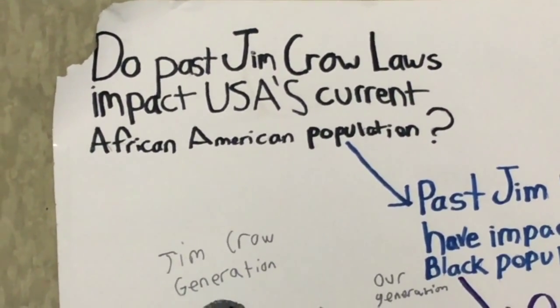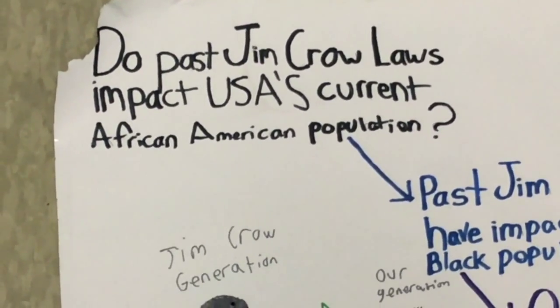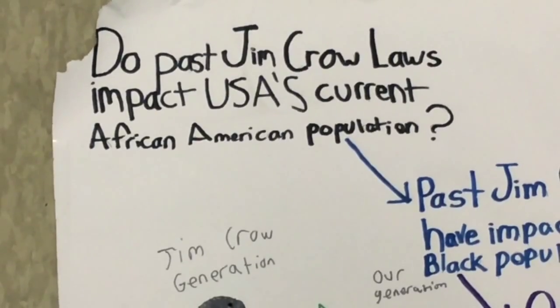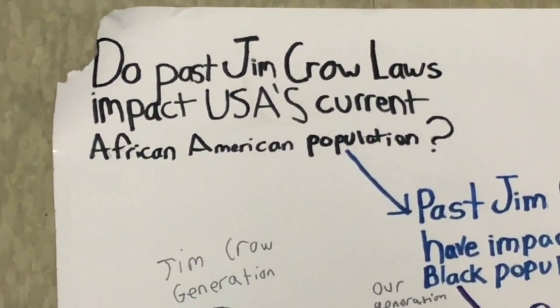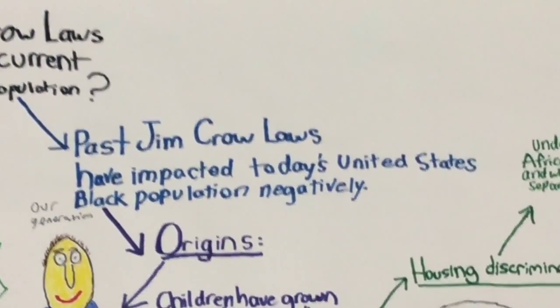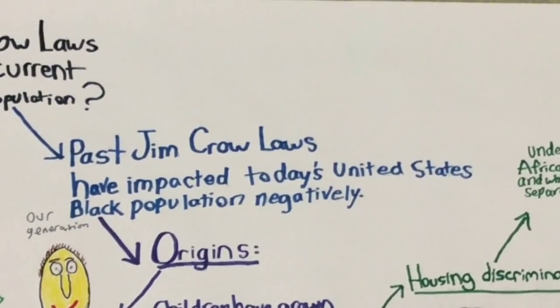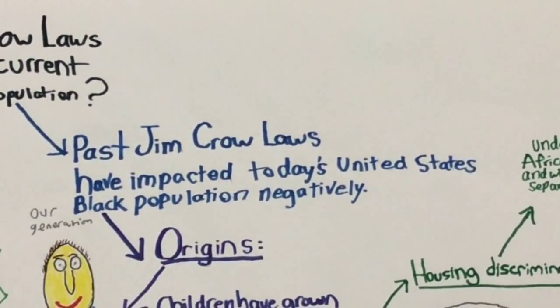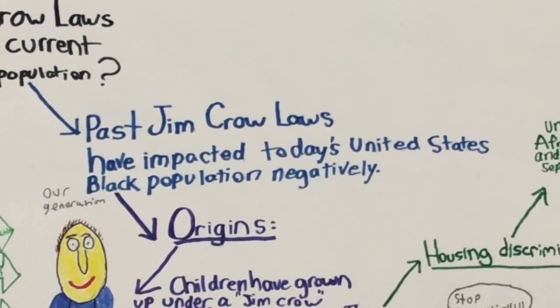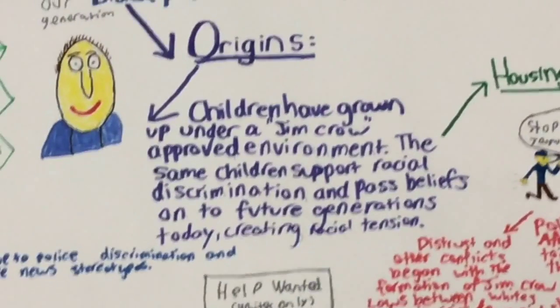So we have to look at how these laws impact us and our society today to answer the question, how has racism impacted our society today? So our idea is that past Jim Crow laws have impacted today's United States black population negatively. Now, when you're looking at the way Jim Crow laws have impacted today's black population, the first thing you've got to look at is the origins of ideas in today's American population.